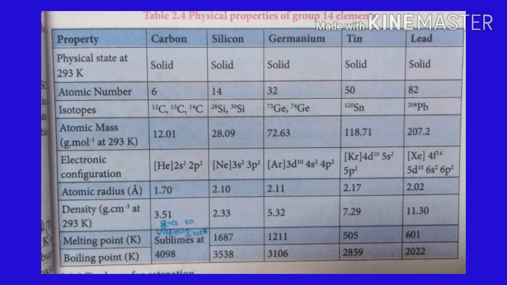Now let us see the physical properties of group 14. Just see the picture, a tabular column is given. In that, its physical properties are mentioned: its physical state, atomic number, the various isotopes of each element, atomic mass, electronic configuration, atomic radius, density, melting point and boiling point, everything in the form of a tabular column. Just go through it once. Isotopes are very important, and atomic number as well as electronic configuration are very important.